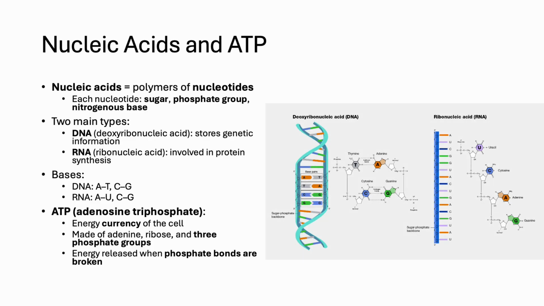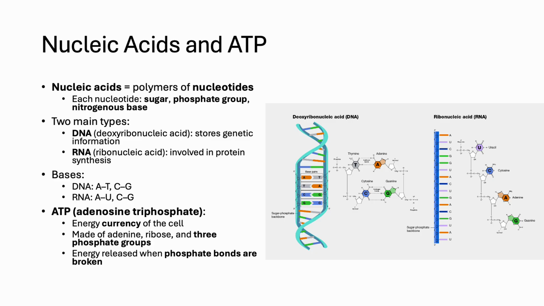Nucleic acids are macromolecules that store and transmit genetic information. They're made up of repeating units called nucleotides, each composed of a sugar, a phosphate group, and a nitrogenous base. DNA holds the instructions for building proteins and is found in the nucleus. RNA helps carry out those instructions during protein synthesis. DNA uses the bases adenine, thymine, cytosine, and guanine, while RNA replaces thymine with uracil.